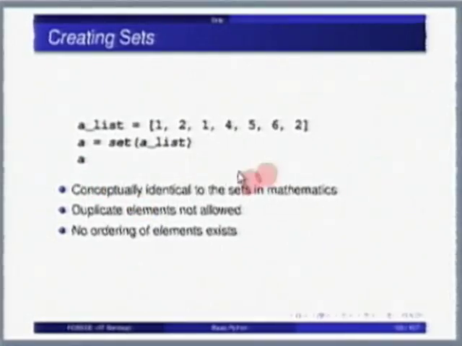So, sets are conceptually identical to the sets in mathematics. Duplicate elements are not allowed and there is no ordering of elements. An ordering is something that you impose on a set. The set itself is just a collection. There is no implicit ordering of these elements inside your set. So, do not rely on the set having any particular order.